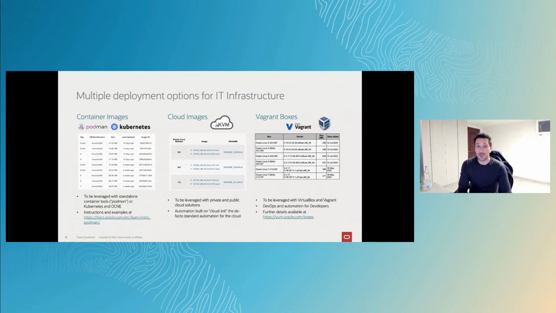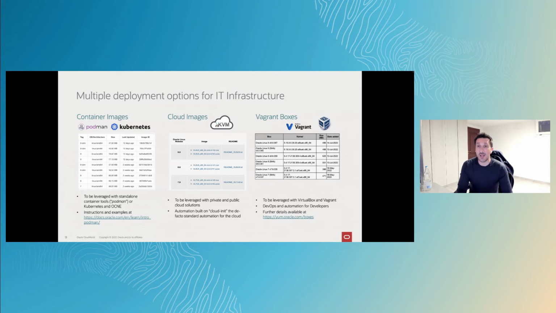That said, we have cloud images. Those images are there mainly for the KVM hypervisor, but those cloud images are really generic cloud images, right? So those images can be leveraged with private as well as public cloud providers. The entire automation, right, relies on cloud-init, which is the de facto standard automation for the cloud, and those images can today be leveraged, for example, with Oracle Linux Virtualization Manager, Oracle Linux KVM, or even on a generic cloud or third-party cloud vendors.